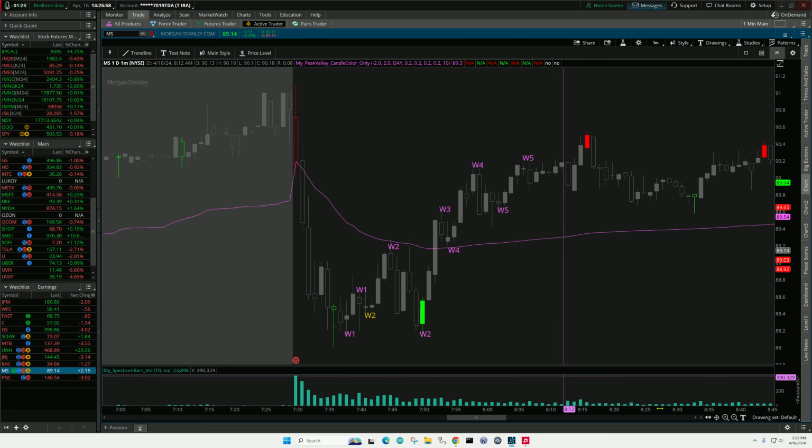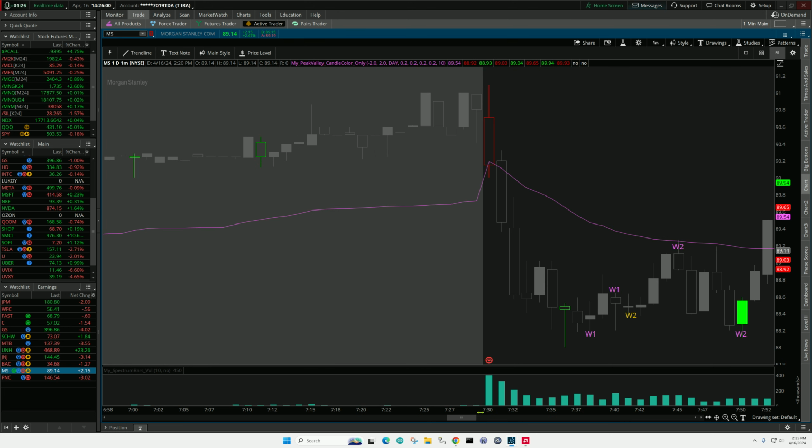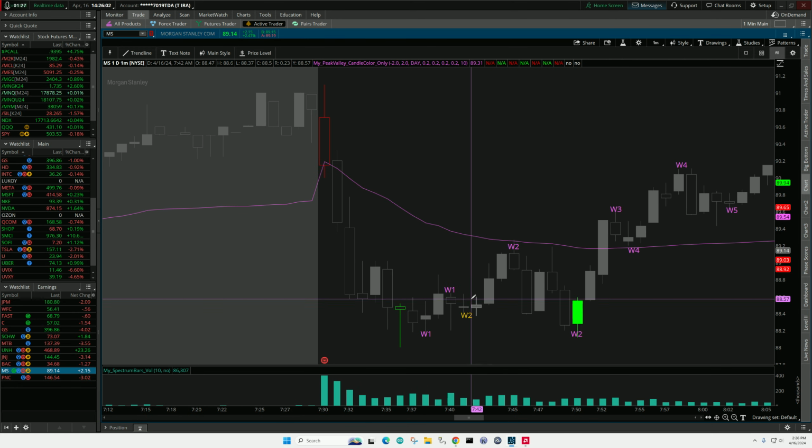We get the pullback. I'll zoom in a little bit more to see this. In order to go higher, you need to have a pullback first. We get that pullback here on this doji candle. This body is underneath this body. Oftentimes it's a 2-minute pullback, but in this case it was just a 1-minute pullback, and then price immediately starts going up.